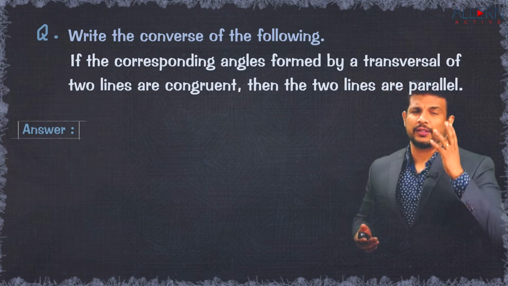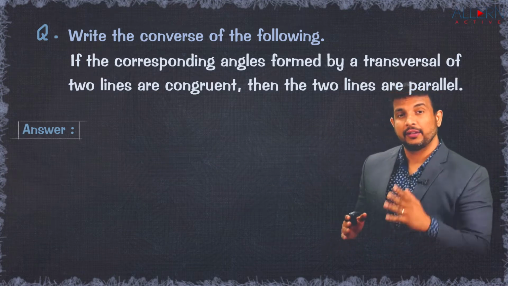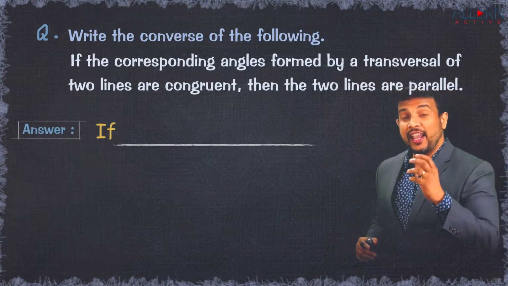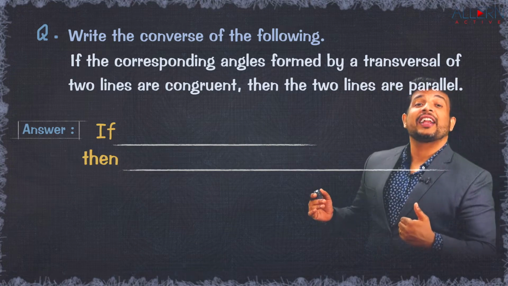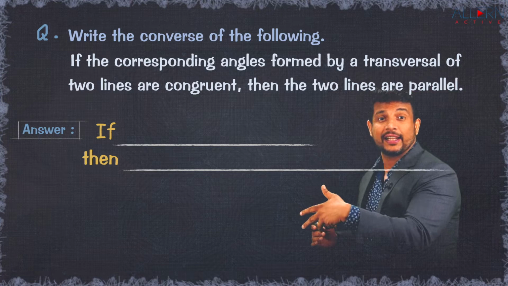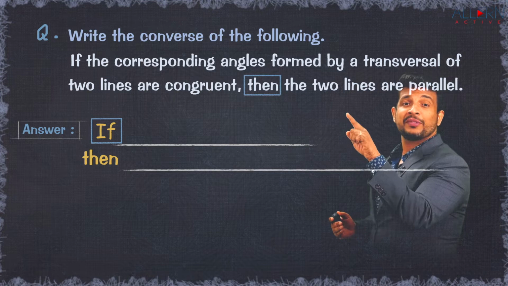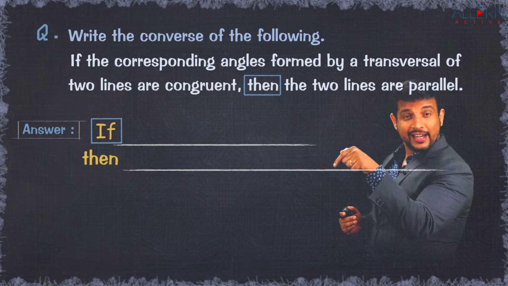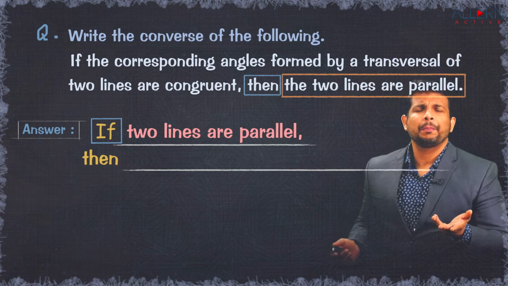If the corresponding angles formed by a transversal of two lines are congruent, then the two lines are parallel. Let's understand this. Again, we are going to write the converse. We know when we write the converse, what is that? It's so simple, right? We have to write the antecedent as the consequent and the consequent becomes the antecedent. That means we are swapping their places. Beautiful. So pick up whatever comes after then, because that is nothing but the consequent and that is going to become the antecedent here. So what is that? The two lines are parallel. So we write here, if two lines are parallel.